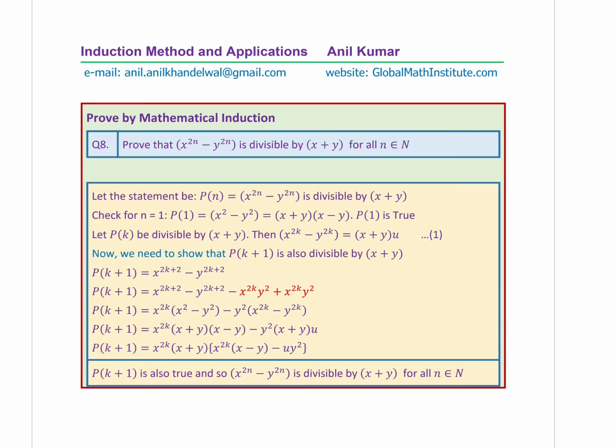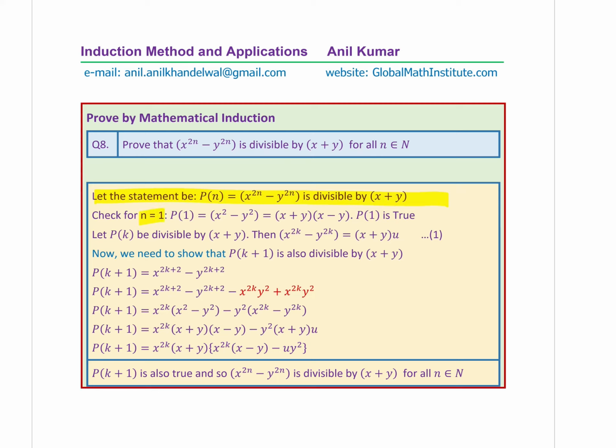Now, here is a strategy. Prove that x to the power of 2n minus y to the power of 2n is divisible by x plus y, right? For all n belonging to natural numbers. First statement, P of n is what we need to prove.